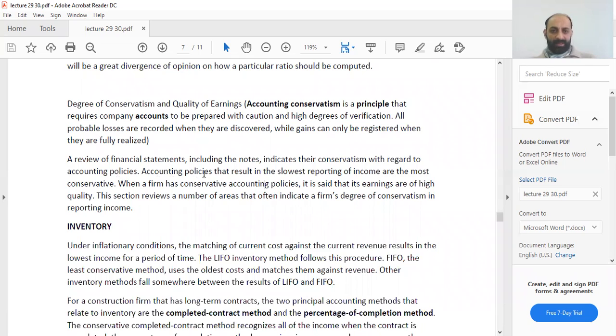A review of financial statements, including the notes, indicates the conservatism with regard to accounting policies. Accounting policies that result in the slowest reporting of income are the most conservative. When a firm has conservative accounting policies, it is said that its earnings are of high quality. This section reviews a number of areas that often indicate a firm's degree of conservatism in reporting income.